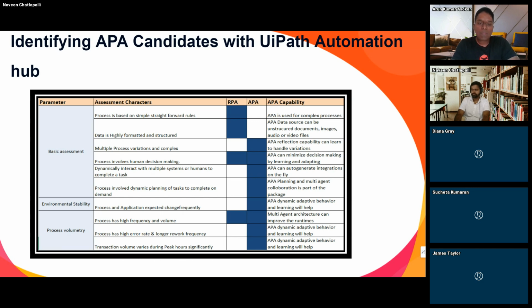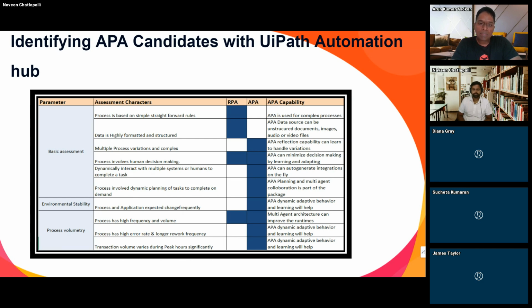And one of the most challenging issues in RPA is if the process and applications are going to change frequently, then we usually overlook those candidates. But that's not the case in real life. And those kind of candidates can now be taken as APA candidates.